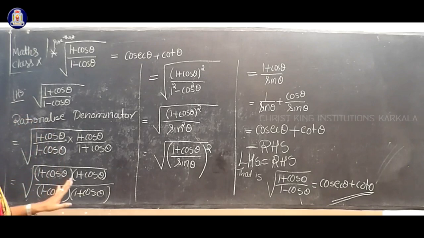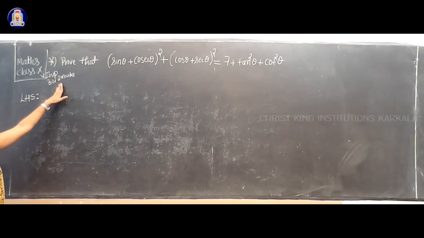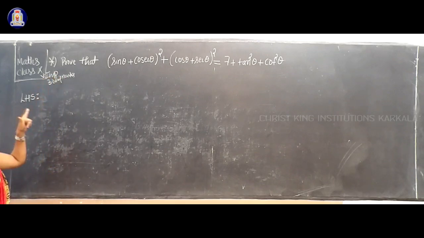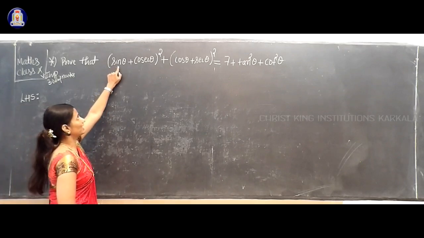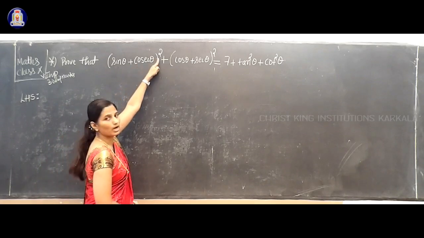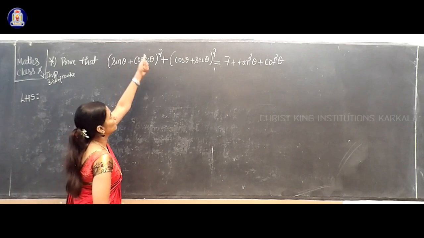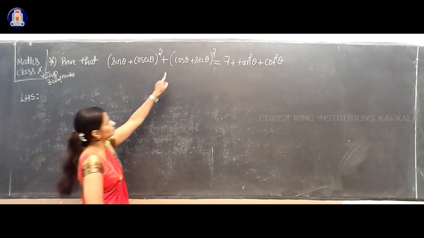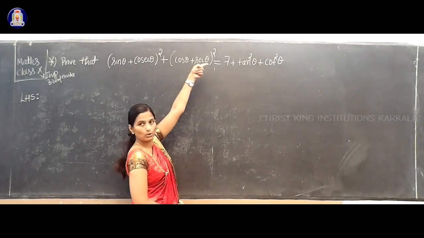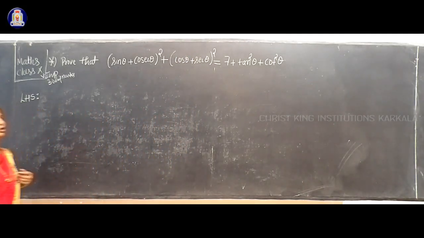Important for 5 marks. Next question, important, 3 marks or 4 marks. Very important question. Prove that sin theta plus cosecant theta whole square plus bracket cos theta plus secant theta whole square is equal to 7 plus tan square theta plus cot square theta.